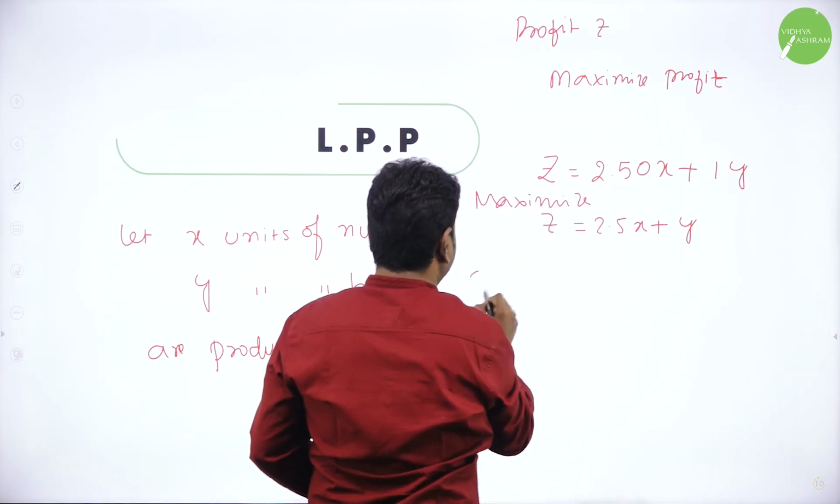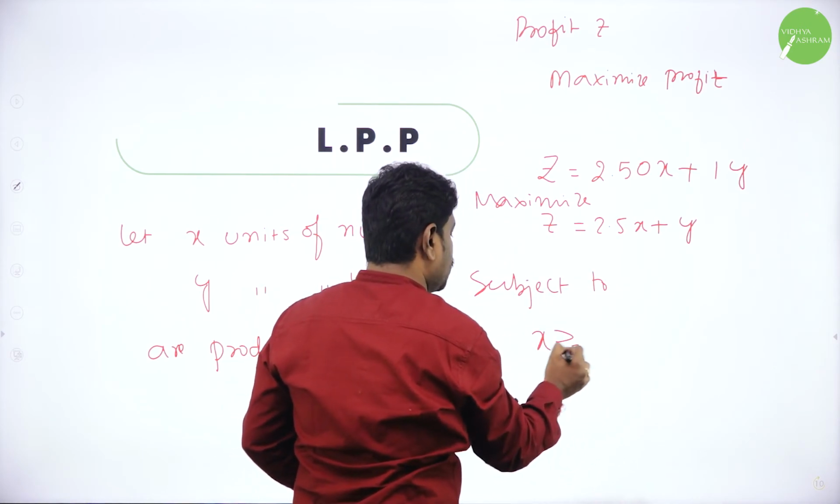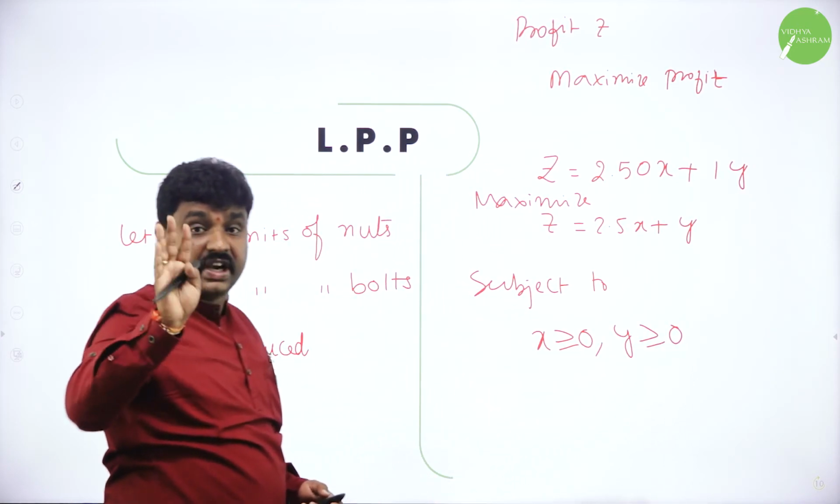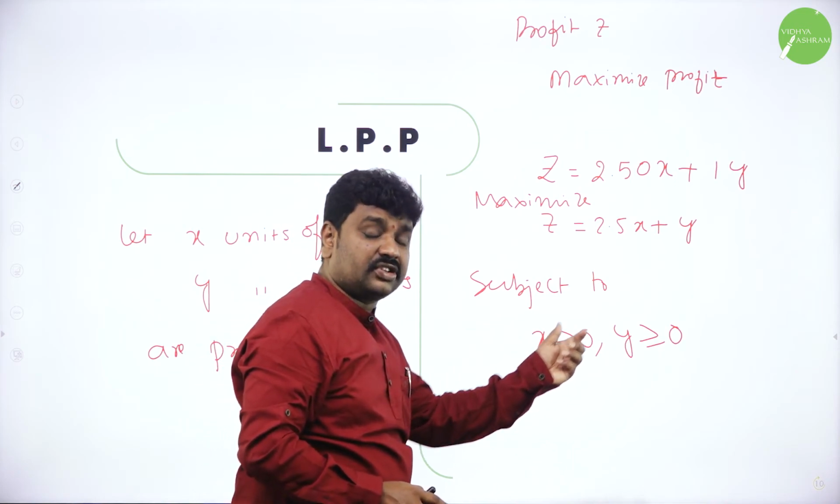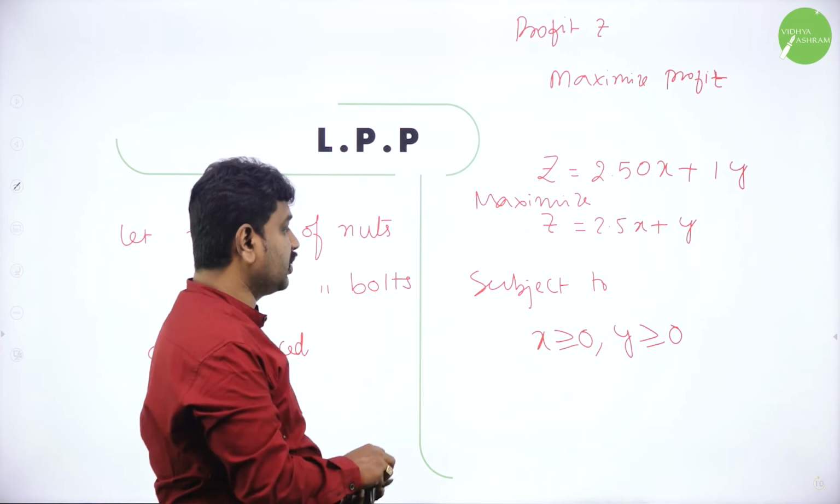So maximize z is equal to this, subject to conditions. What are the conditions? Subject to, first condition is x should be greater than or equal to 0, y should be greater than or equal to 0. Number of units cannot be negative. So number of units of nuts and bolts cannot be negative. So they may be 0 or positive. So x and y should be greater than or equal to 0.